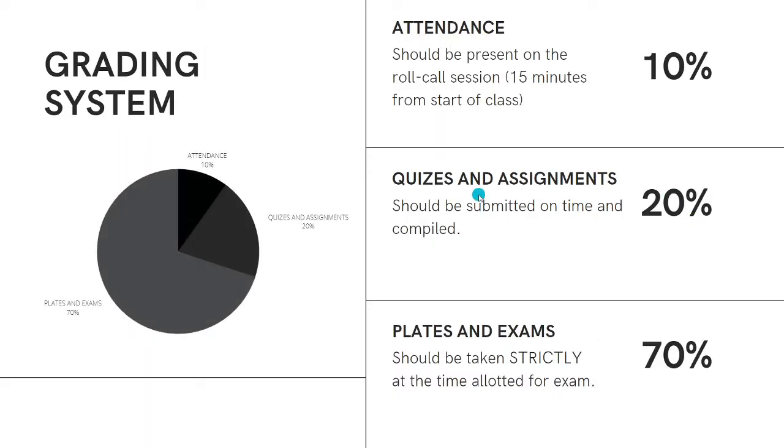Okay, very good. So now the grading system. I hope everyone is happy with this. I am a bit particular about attendance, even though we are only in a virtual class. So attendance is 10%. You should be present on the roll call session within 15 minutes from the start of the class. Usually it is only a roll call. And I will consider you late if you do not arrive by then.